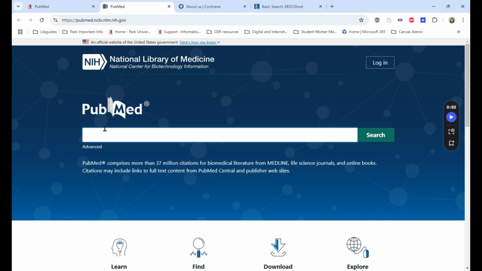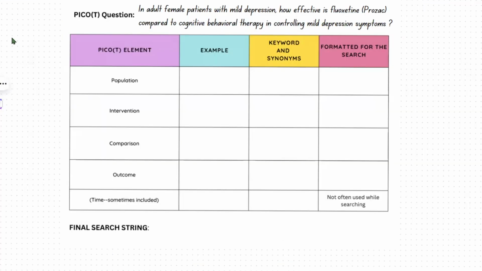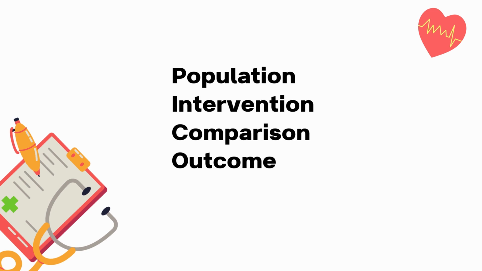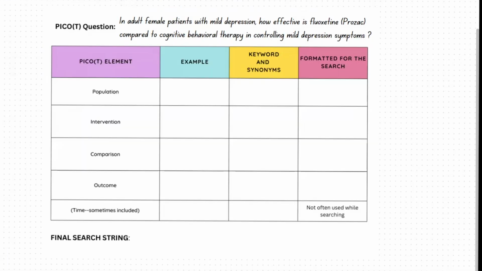Now that you've created your PICO question, it's easy to turn the terms you used to describe the population, intervention, comparison, and outcome into a search string. Even if you have identified a time frame, we don't usually use that part to search. Let's work with this PICO question.